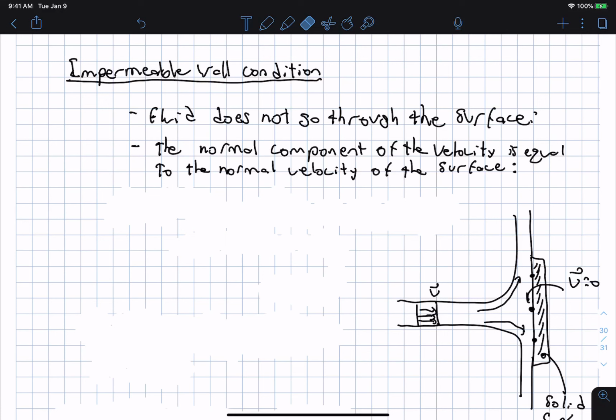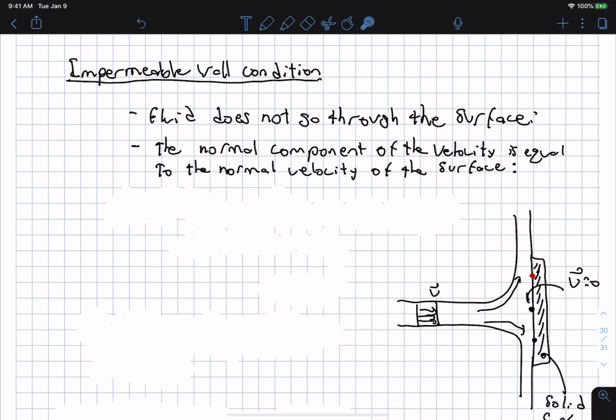Mathematically, what this means is that the normal component of the fluid velocity is equal to the normal component of the velocity of the surface. So if this plate here is stationary, whatever fluid velocity we have here, the normal component at the wall is 0, which means there is no gas or fluid crossing through the plate.